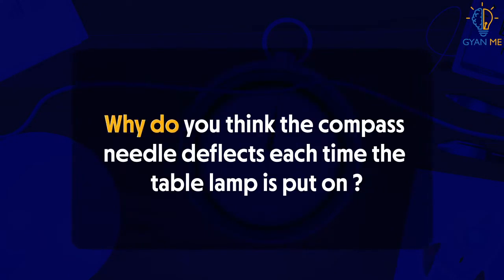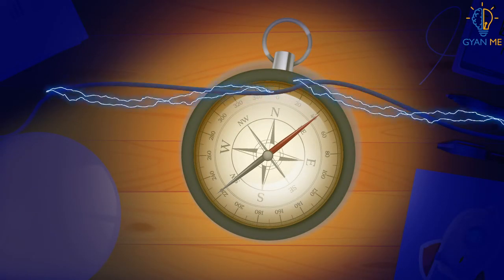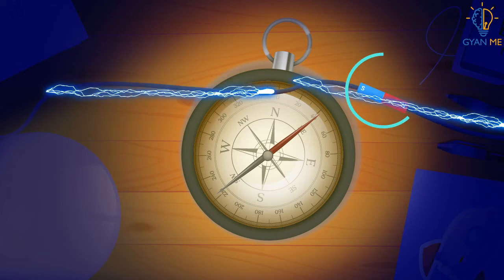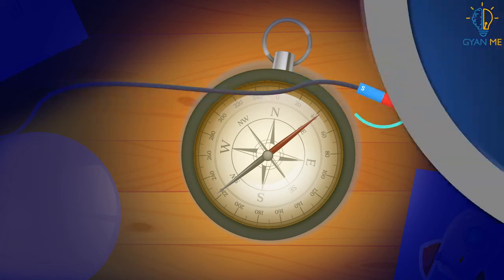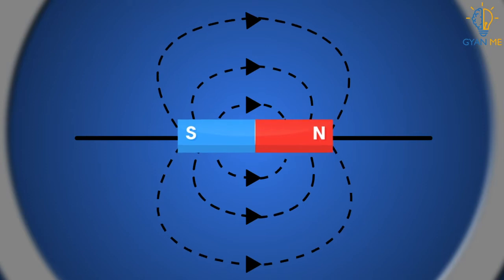What do you think? Why does the compass needle deflect each time the table lamp is put on? Well, actually, when the lamp is put on, the connecting wire begins to behave like a magnet because of the magnetic effect of electricity. This in turn causes deflection of the compass needle. If the wire behaves like a magnet, then it should have a magnetic field.